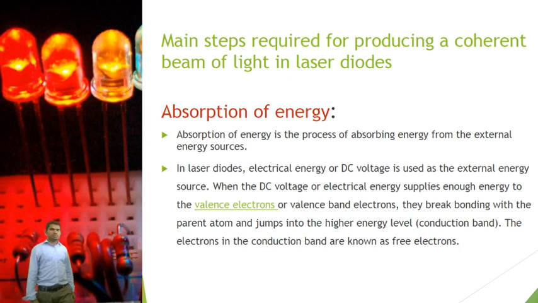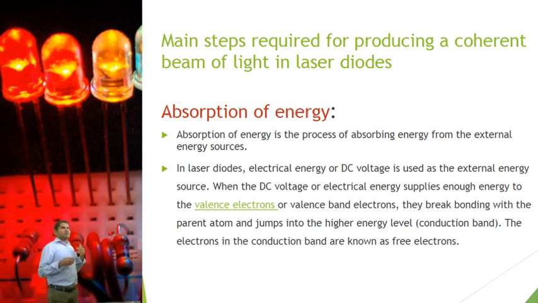Absorption of energy means whenever we give external energy to the electron. There are two bands, the conduction band and the valence band. The valence band is the lower energy level, whereas the conduction band is the higher energy level. In the middle is the band gap, and in that band gap we produce the laser beam output energy.